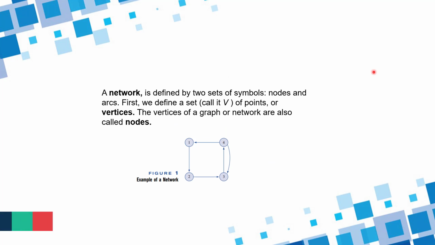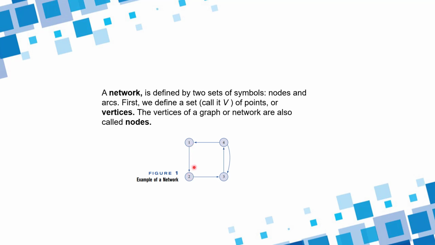So the network, if you want to define it, is two sets of symbols containing nodes and arcs. First we define a set that we call V, that is a set of points. It can be called V standing for vertices. The vertices of a graph or a network are called nodes. Here, as you can see in the figure, number 1 is a node, number 2, number 3, and number 4. And going from number 1 to number 2, that's called a path.